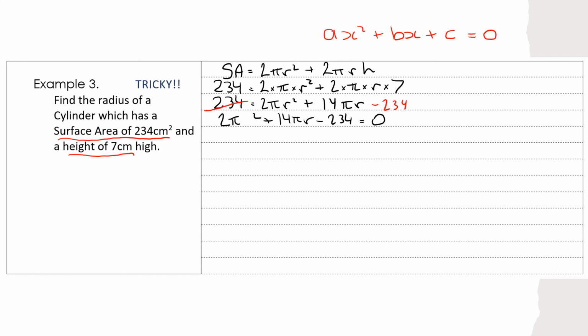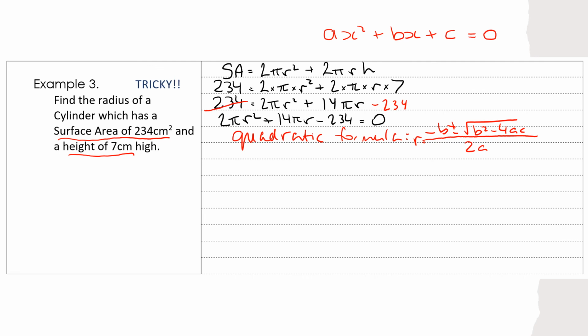Oh, hang on, my r disappeared. There should be an r there. 2 pi r squared plus 14 pi r minus 234 equals 0. So we're going to use the quadratic formula to solve this. Quadratic formula. Now let's write it down to remember. Quadratic formula equals negative b plus or minus the square root of b squared minus 4ac over 2a. And that is r. So the radius equals negative b plus or minus the square root of b squared minus 4ac over 2a.